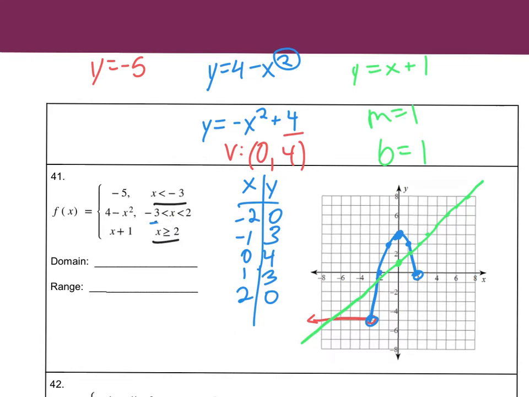Right, okay. And then x is greater than or equal to 2. So that's a closed dot with everything to the right of where this line hits 2. So then I just need to get rid of everything else.